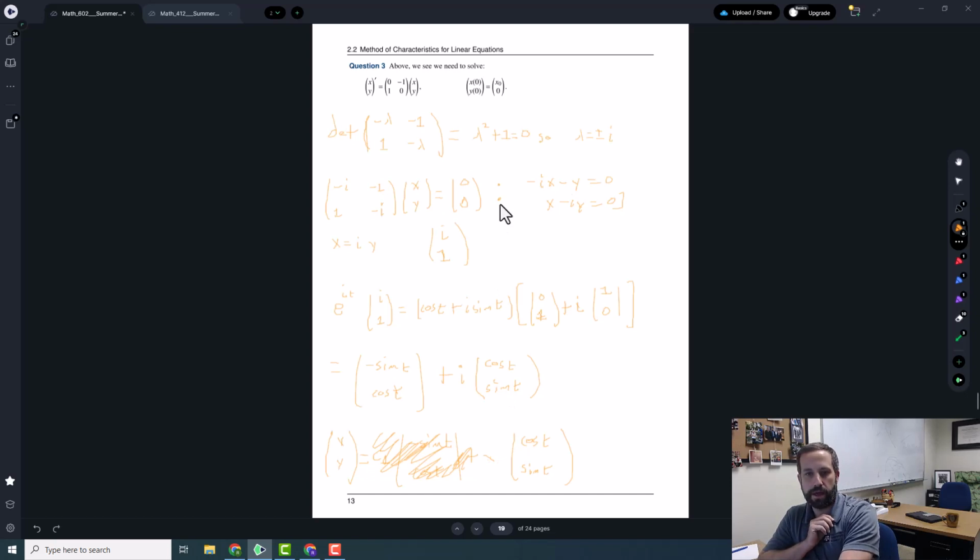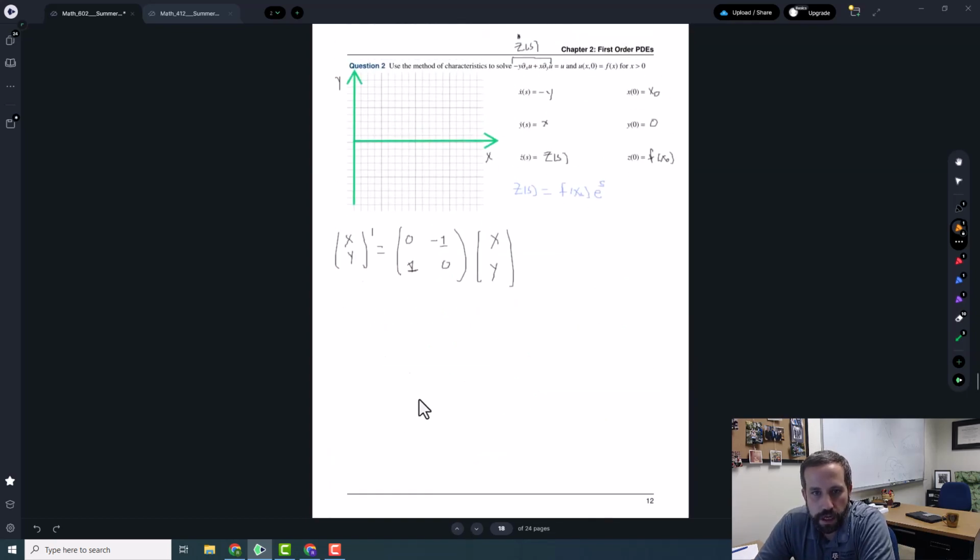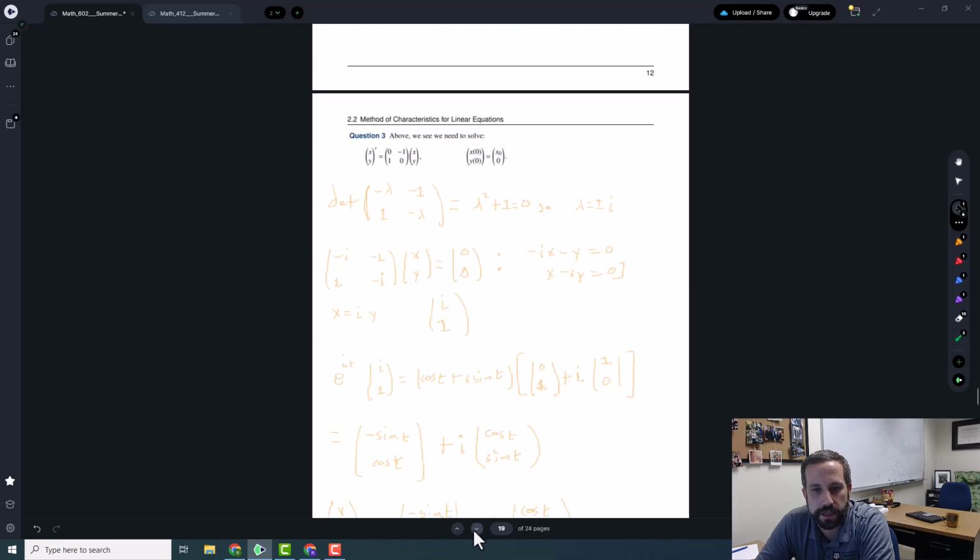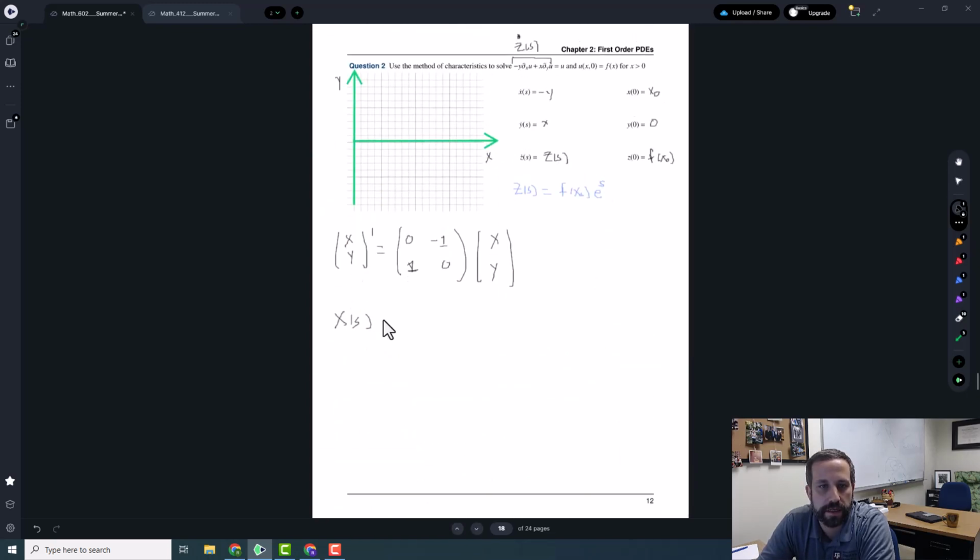So let me take those markings away so you can see it. Now what this tells me is the solution to the characteristic equations, I think that's the one with cosine first, right? x of s is equal to x naught cosine t, and y of s is equal to y naught sine of t.